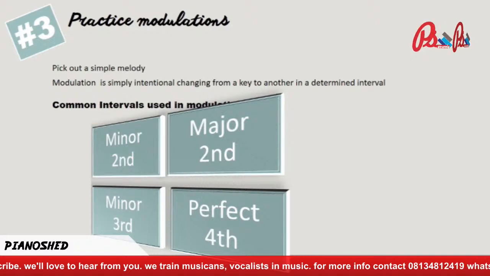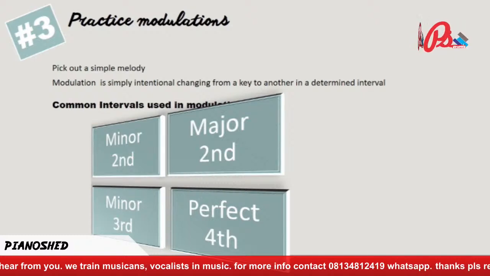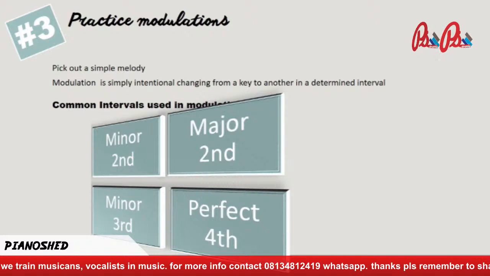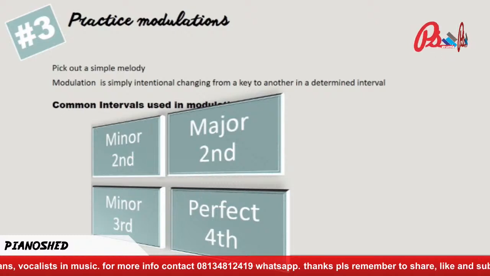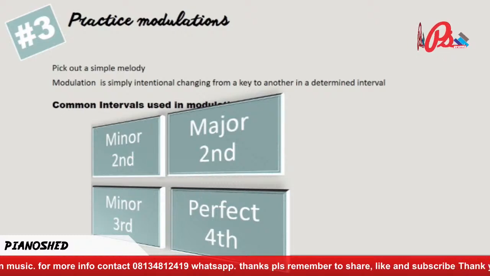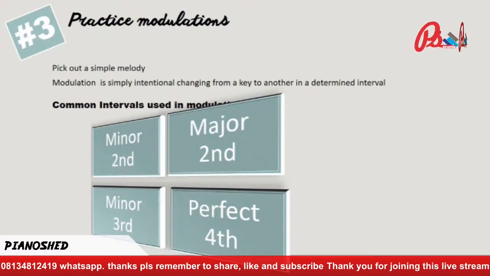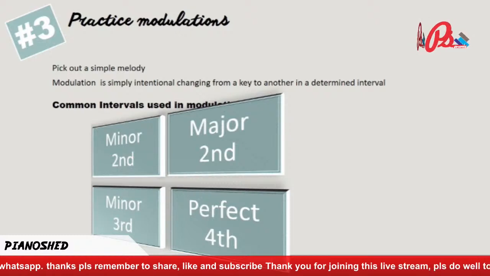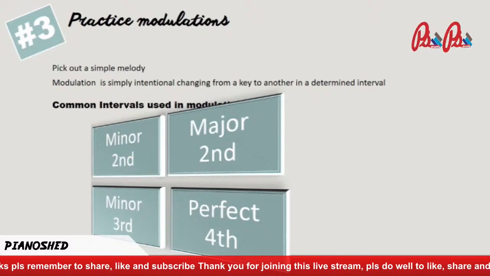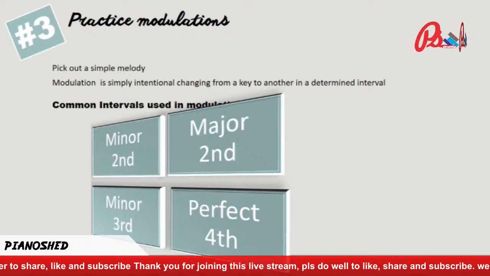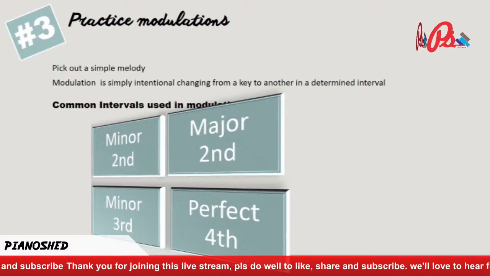Modulation is simply intentional changing from one key to another in a determined interval. Interval simply means distance in music. This way you have to know your tones and semitones very well. You have to know your intervals, your minor second. It's how it sounds from just one semitone.